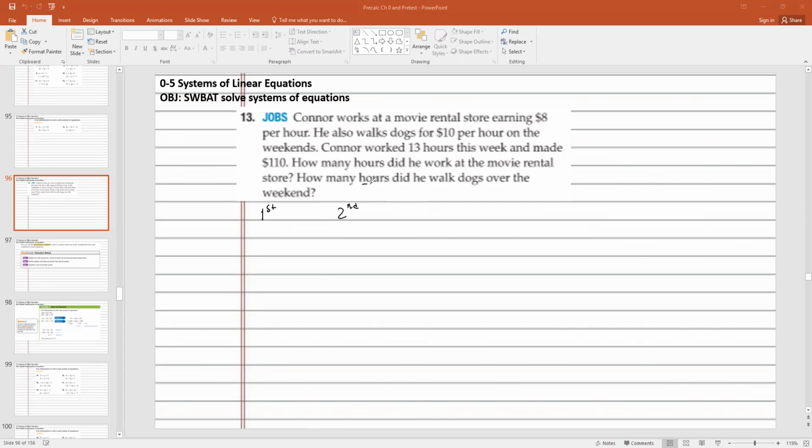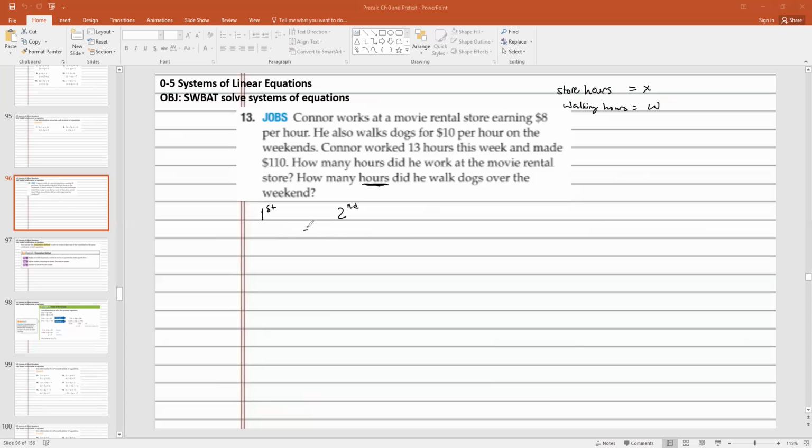Okay, so here they're asking for a number of hours. So in that case, we know that hours is going to be the variable. So hours in the store, we can let that be X. And then hours walking dogs, we can let that be Y, or let's do W just for fun.